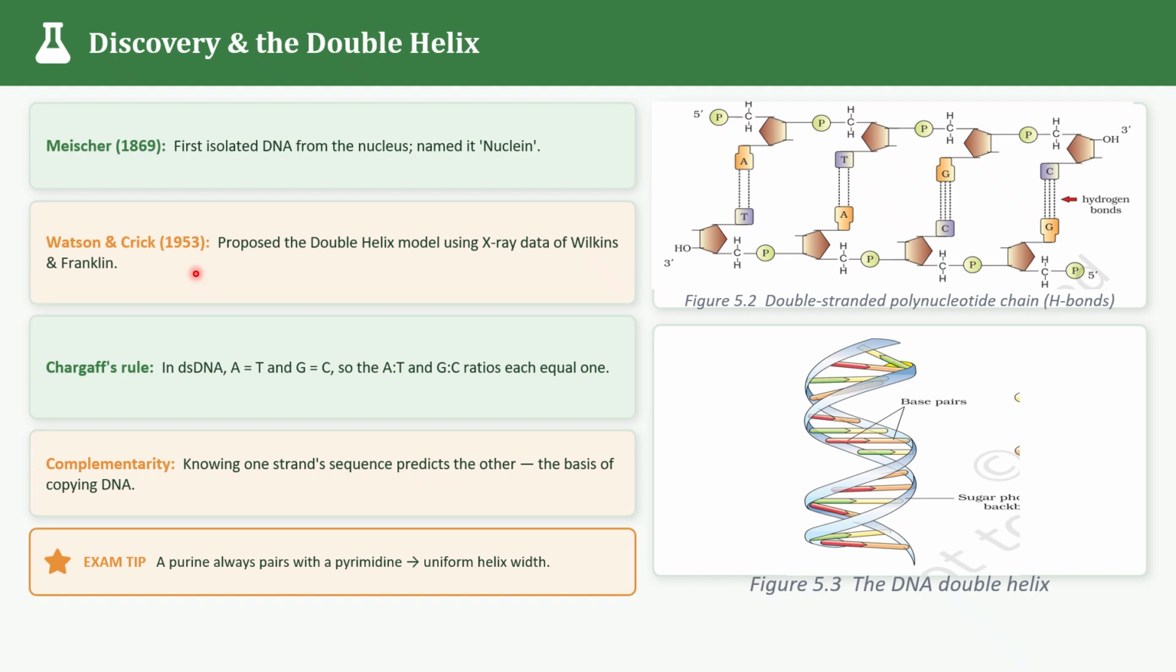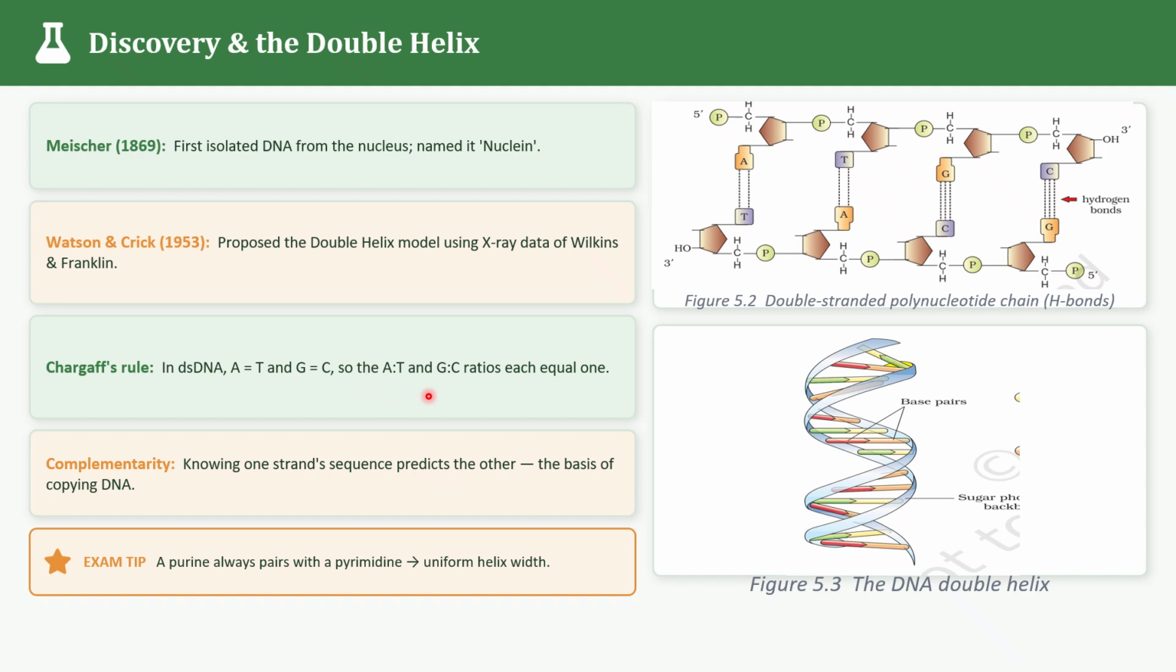And then another important scientist, Erwin Chargaff. He studied the chemical composition of DNA from different organisms and observed that the amount of adenine is equal to the amount of thymine, and the amount of guanine is equal to the amount of cytosine. And this became the famous Chargaff's rule.